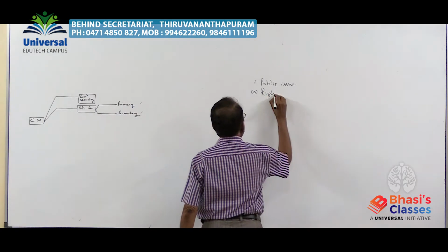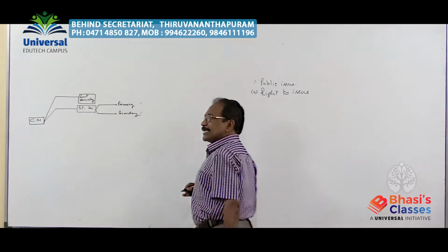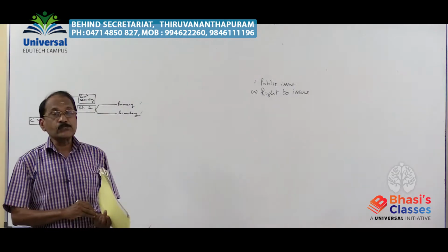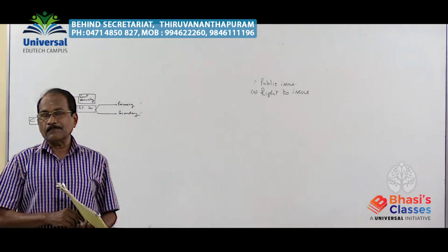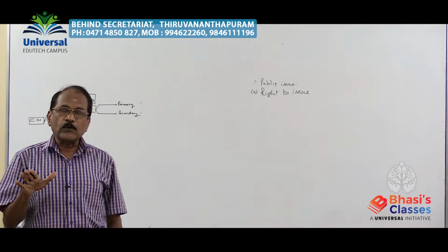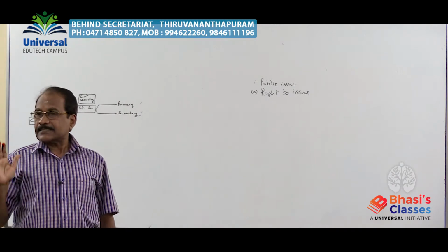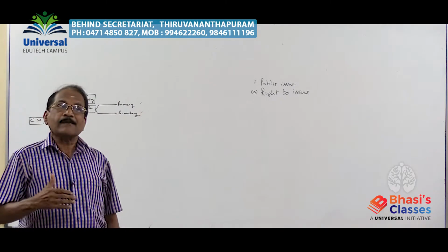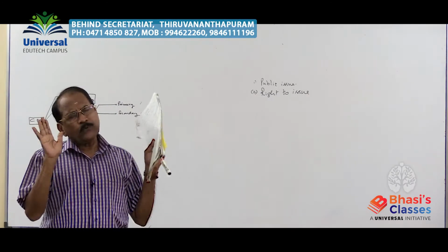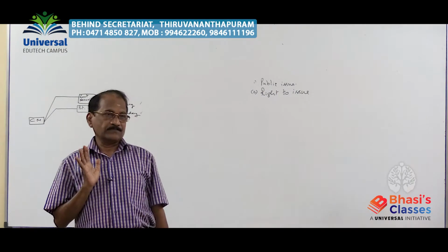Right to issue method. Shares may be issued in another way also, the right to issue method. Right to issue method means the shares are available only to the existing shareholders. Existing shareholders can purchase additional shares. If the company is issuing additional shares, it is open only to those who have previously purchased shares.